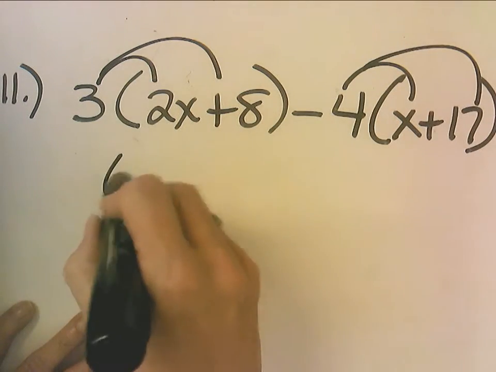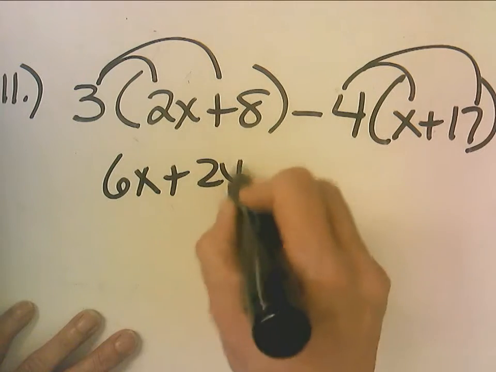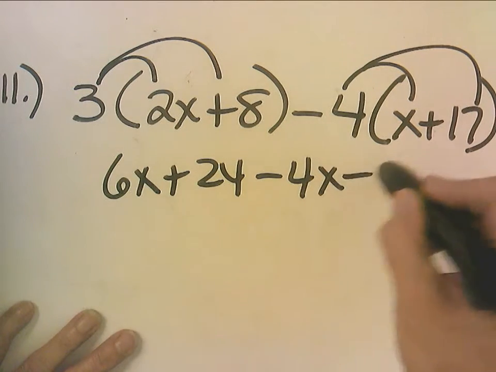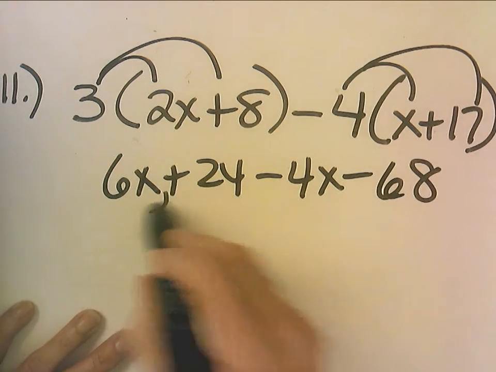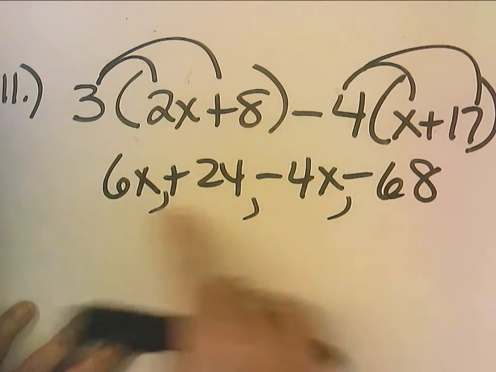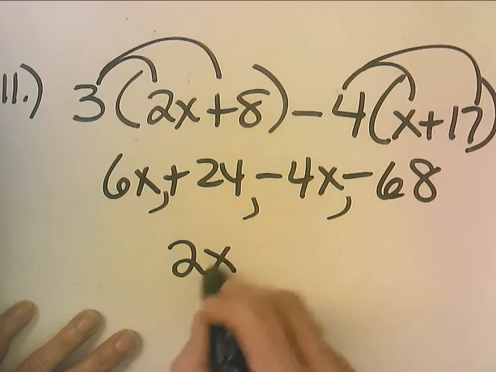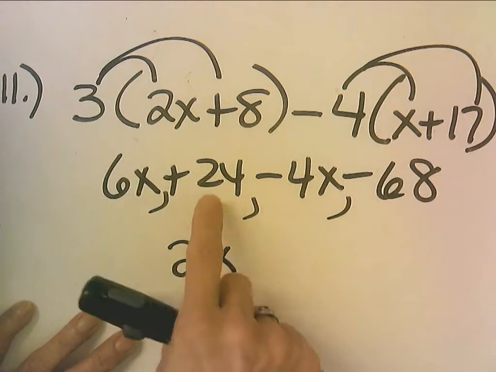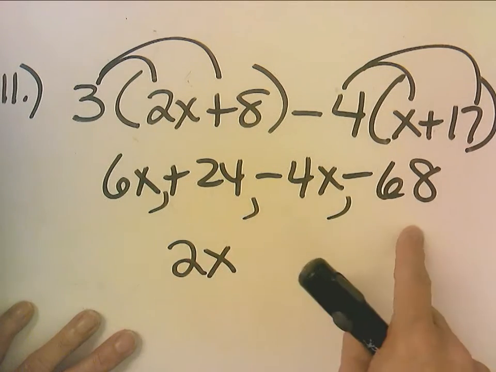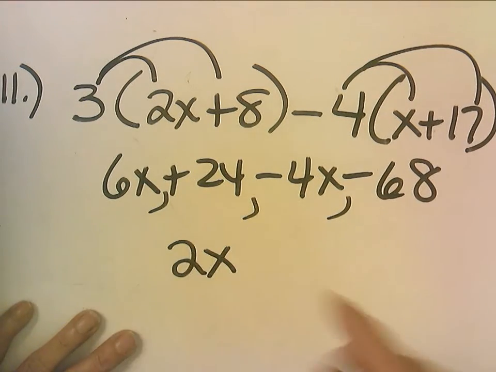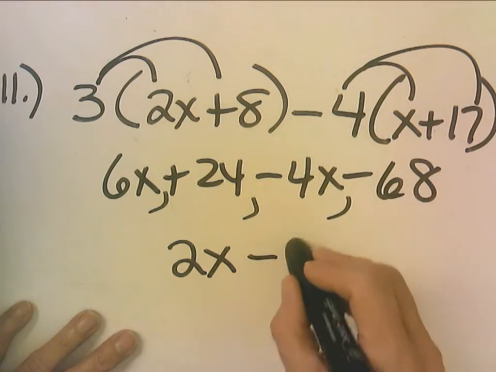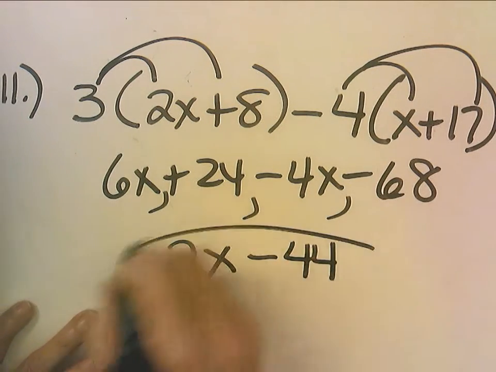So this becomes 6x plus 24 minus 4x minus 68. Put in my commas. 6x minus 4x is 2x. Negative 68 plus 24, I do 68 minus 24. And the answer is going to be negative, so it's negative 44.